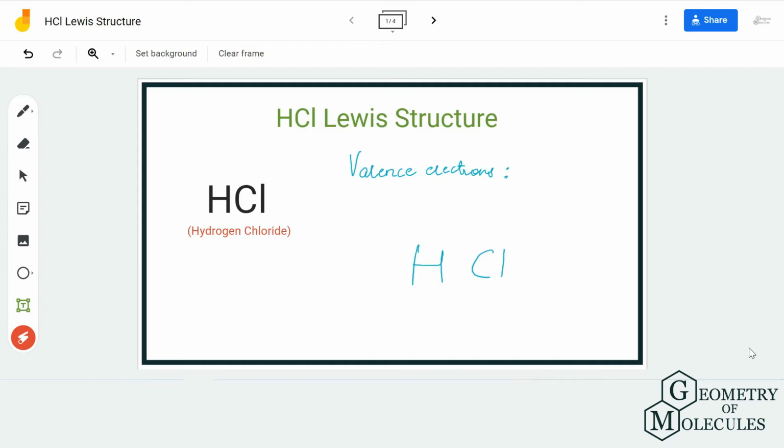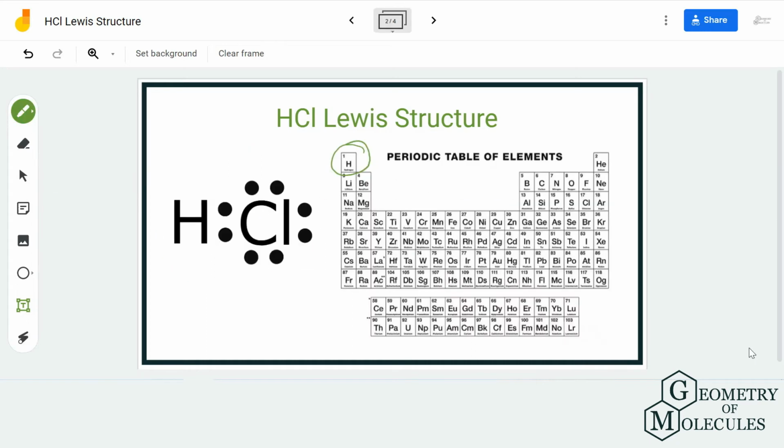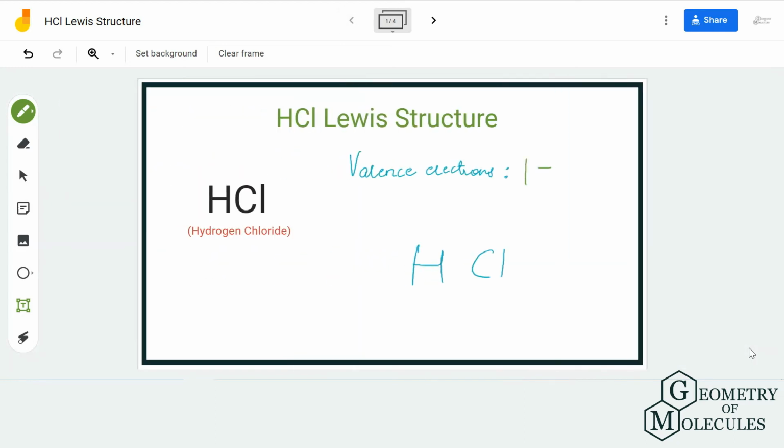So to understand the Lewis structure of this molecule, we first find out the valence electrons for this molecule. Hydrogen is a group 1 element, as you can see over here, and it has one valence electron in its outer shell. And chlorine is a group 7 element over here, and it has 7 valence electrons in its outer shell. So in total we have 8 valence electrons for this molecule.